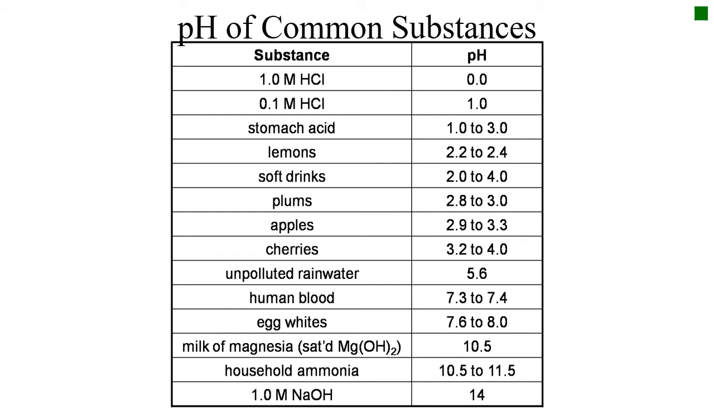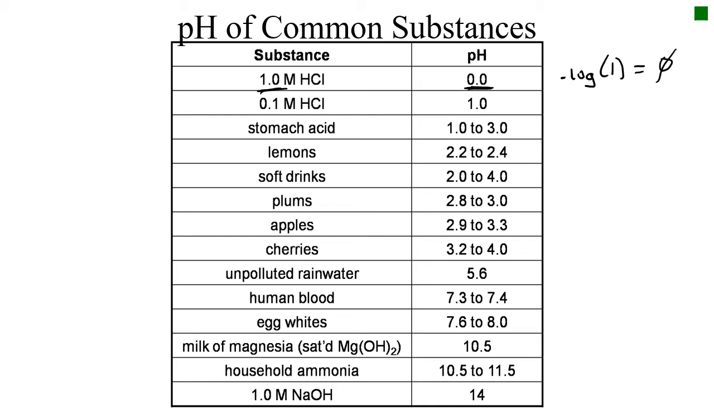Some common pHs. 1 molar HCl has a pH of 0. Why would that be 0? Because minus base 10 log of 1 is equal to 0. If instead we had 10 molar, the pH would actually be negative.